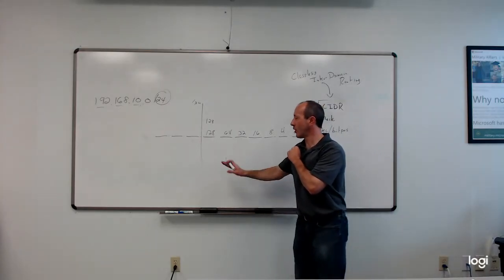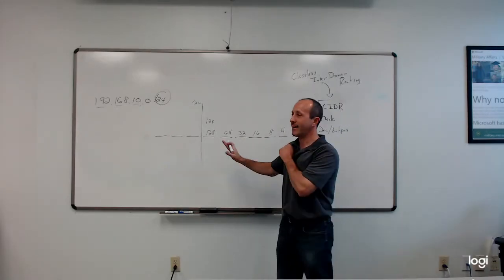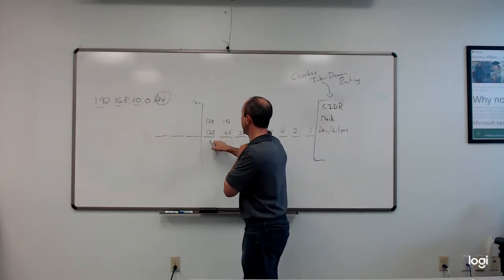I'm now going to turn on 2 bits, 1 and 2, keeping these off. My accumulated mask value now is 192. So I added this number and this number.